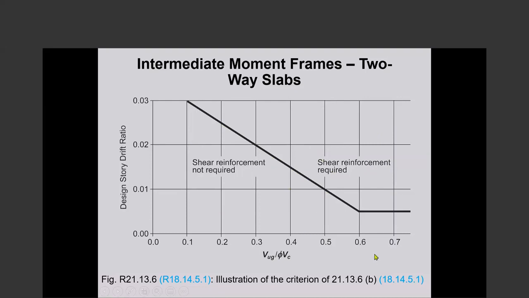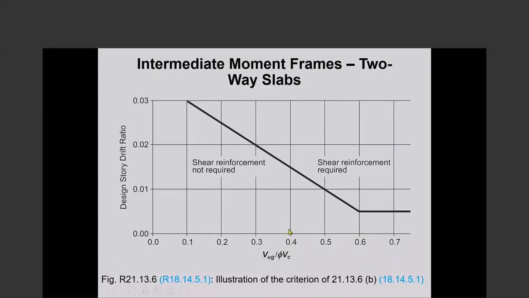Okay, so let us look at this. If your building is very stiff, design story drift ratio is less than 0.5%. Basically, nothing is going to happen. You don't have to worry about punching shear failure for a building that stiff. So your punching shear caused by gravity can be as high as 60%, 70% or more of what concrete can carry. Okay, no problem.